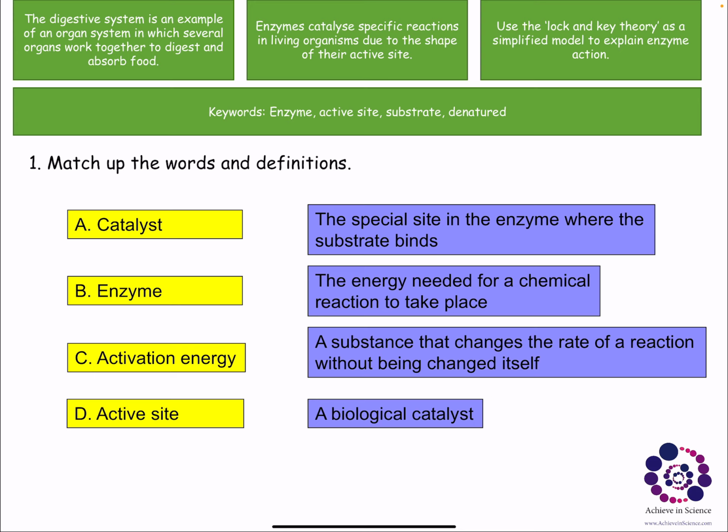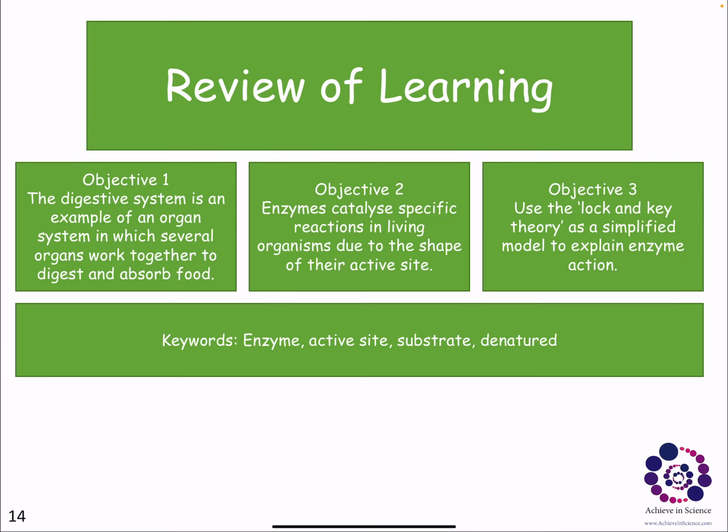This is what you should have got. Let's have a look. So a catalyst, a substance that changes the rate of a reaction without being changed itself. An enzyme is a biological catalyst. Activation energy, the energy needed for a chemical reaction to take place. An active site, the special site in the enzyme where the substrate binds. And that's a review of what you've learnt today.